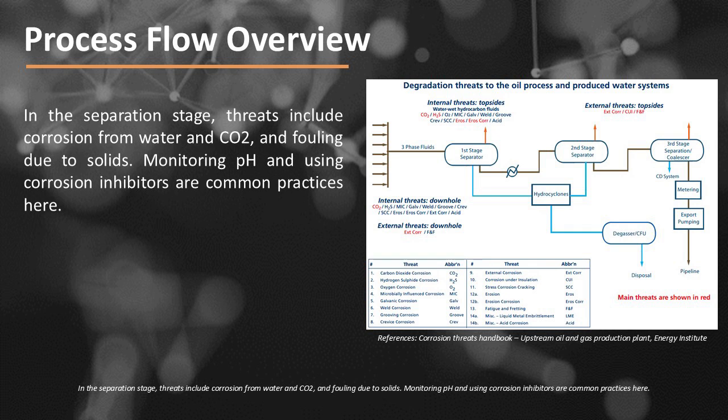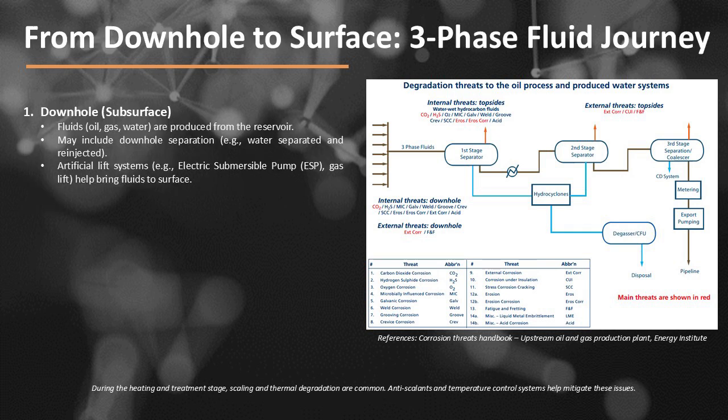Process Flow Overview. In the separation stage, threats include corrosion from water and CO2, and fouling due to solids. Monitoring pH and using corrosion inhibitors are common practices here. From downhole to surface, three-phase fluid journey. During the heating and treatment stage, scaling and thermal degradation are common. Anti-scalants and temperature control systems help mitigate these issues.